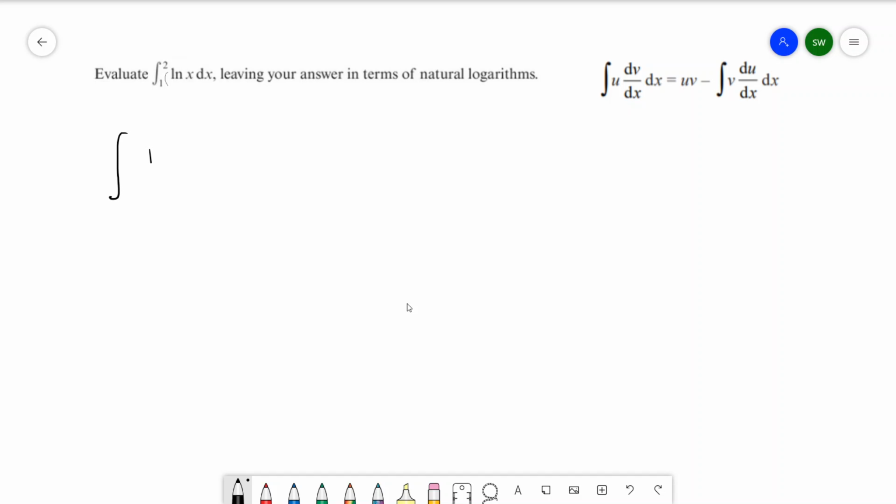So the trick that we're going to learn is that actually we're going to write this as 1 times by log x. And then we're going to use the by parts formula on this integral. So to use the by parts formula, we need to decide what's u and what's v. And we're also going to need to know du by dx and dv by dx.